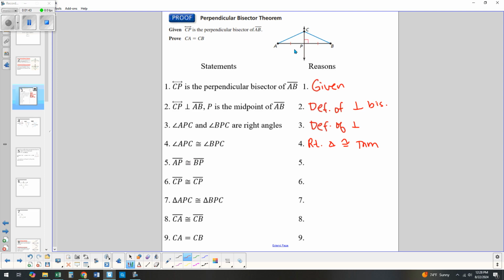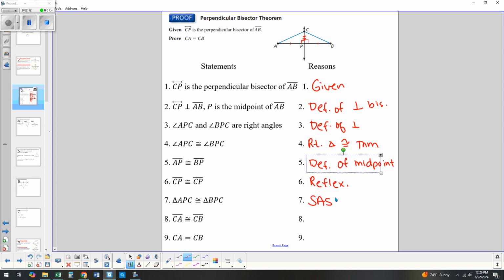We know that AP and BP will be congruent because it was the midpoint, because it was bisected. So that would be definition of midpoint or definition of bisect. CP is congruent to CP. We know that's the reflexive property, anything is congruent to itself. So now we're able to prove the two triangles are congruent. We see we had these two sides here and the right angle between them. That was SAS.